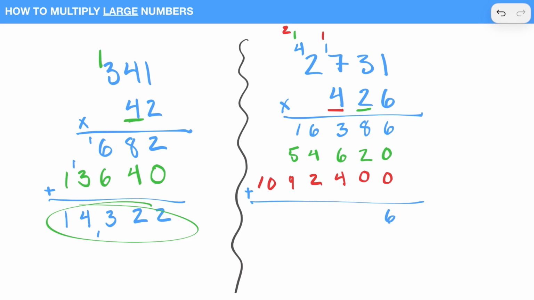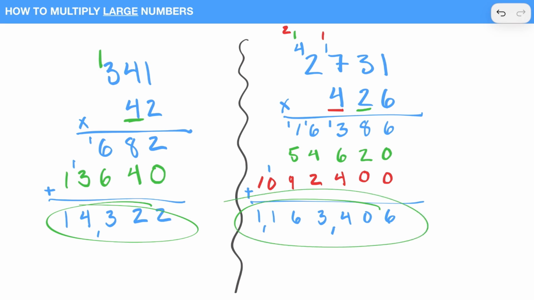6 plus 0 is 6. 0 plus 0 is 0. We got 1 plus 3 is 4. 4 plus 6 is 10. 10 plus 4 is 14. Carry the 1. 1 plus 6 is 7. 7 plus 4 is 11. 11 plus 2 is 13. Carry the 1. 1 plus 1 is 2. 2 plus 5 is 7. 7 plus 9 is 16. Carry the 1. 1 and 0 is 1. Final 1. Boom. We have a big old number. 1,163,406. That's our answer. And that's how you multiply large numbers.